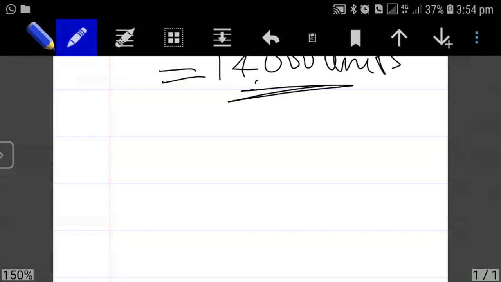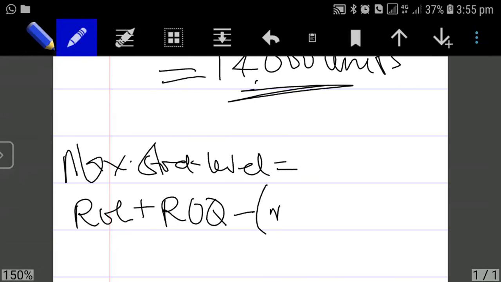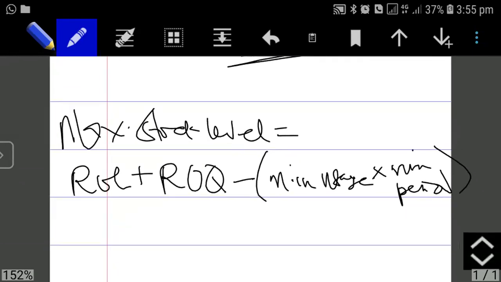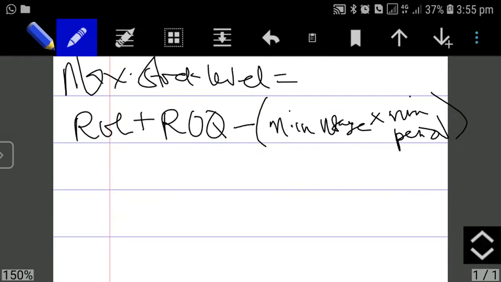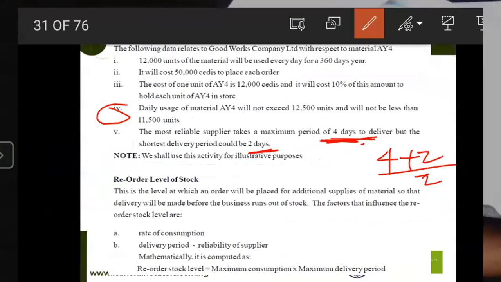So for the maximum stock level, we shall be looking at the reorder level plus reorder quantity minus minimum usage times minimum period. Our reorder level still remains 50,000, plus what is our reorder quantity? How much quantity are we to reorder if the stock reaches its level? Now let us go to reorder quantity.